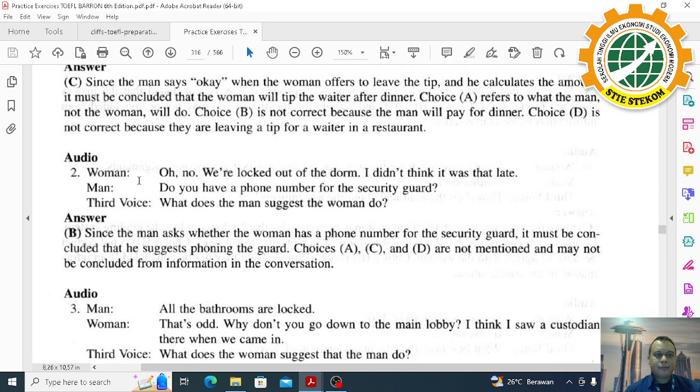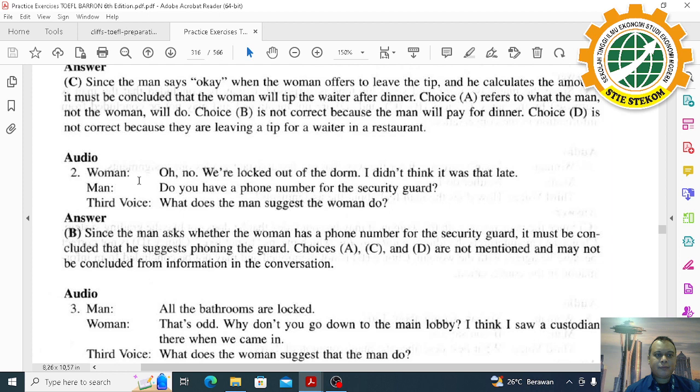Number two. Oh no, we are locked out of the dorm. I didn't think it was that late. Do you have a phone number for the security guard? The woman and the third voice says, "What does the man suggest the woman do?" So the best answer for this is B, since the man asks whether the woman has a phone number for the security guard. It must be concluded that he suggests phoning the guard. Ya, jadi yang paling tepat adalah B, suggests phoning the guard. Ya, jadi ini bagian yang kita fokus adalah suggestion. Ya. Beri saran, suggest.